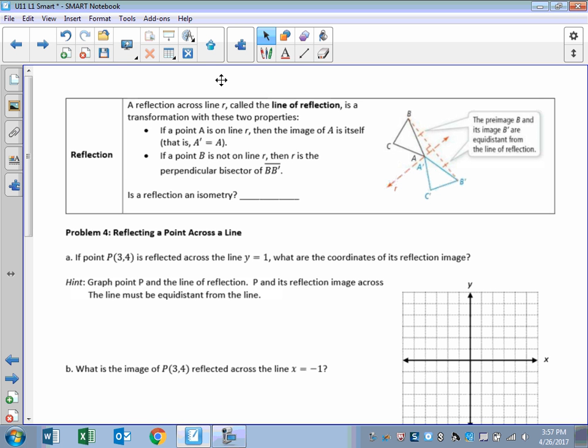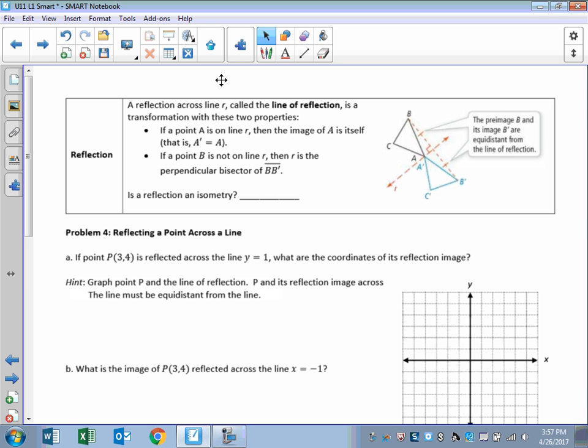Okay, part two, we're going to be talking about reflections. When you're reflecting, you're going to be reflecting over some line, okay? When the lines are horizontal and vertical, you move in the same direction. So if you're forward to the left, you go forward to the right. Forward up, you go forward down.